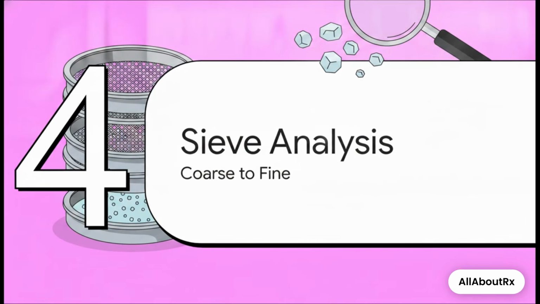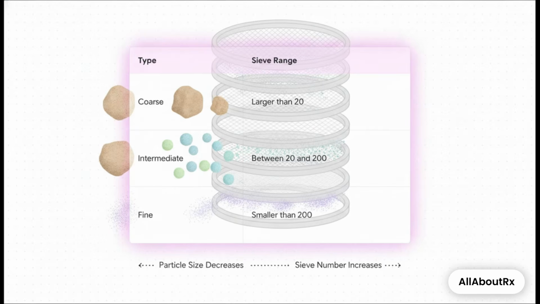That brings us to Section 4, sieve analysis classification. Okay, so once we can measure these individual particles, we need a way to classify millions of them at once. To do this, powders are sorted based on their ability to pass through standard sieves. This gives us clear sieve range classifications. We have coarse powders, which are large particles that can't pass through a number 20 sieve, intermediate powders sitting between sieve 20 and 200, and fine powders, which are small enough to slip right through a sieve smaller than number 200.